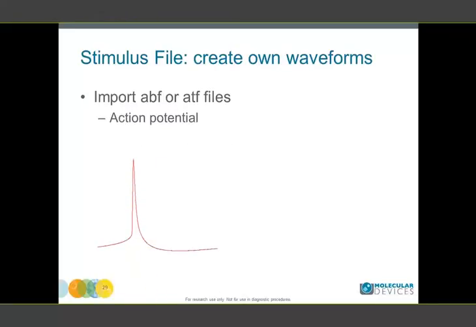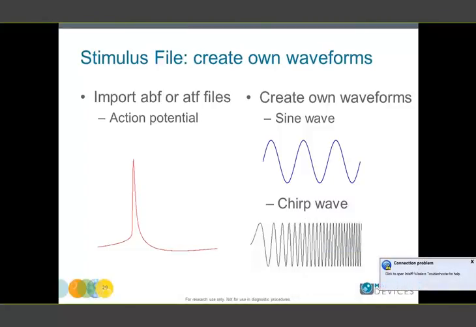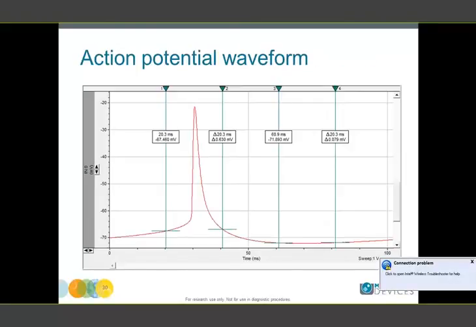Okay. For example, you can import the ABF file or ATF file from the data that you already have, for example, action potential. And also you can create your own waveform in Clampfit, for example, the sine wave, and also the chirp wave. Okay. Now let me show you how to import the action potential waveform. First, we need to find the data that you want. For example, in this data, it's a very good action potential.